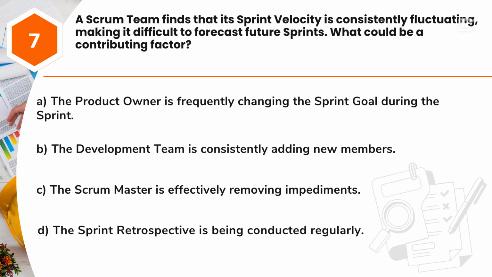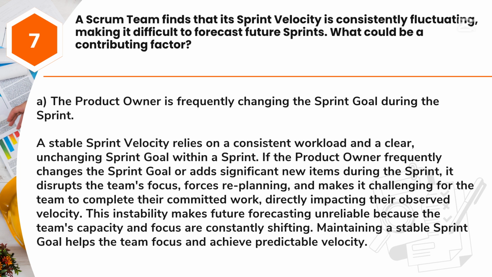Question 7. A Scrum team finds that its sprint velocity is consistently fluctuating, making it difficult to forecast future sprints. What could be a contributing factor? A. The product owner is frequently changing the sprint goal during the sprint. B. The development team is consistently adding new members. C. The Scrum Master is effectively removing impediments. D. The sprint retrospective is being conducted regularly.